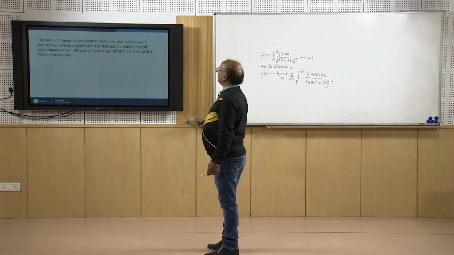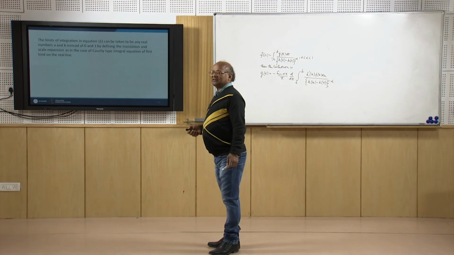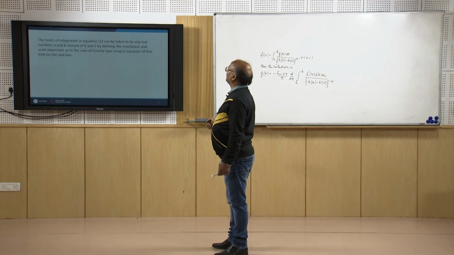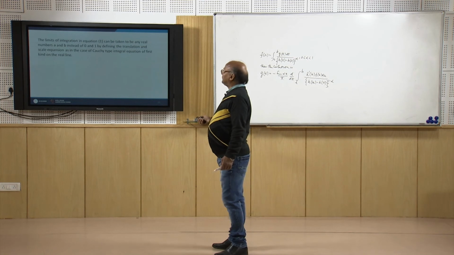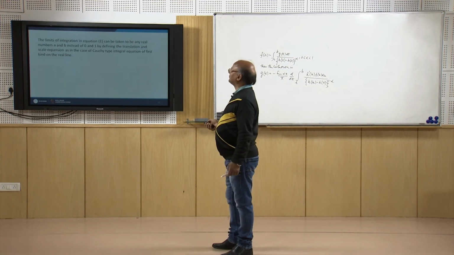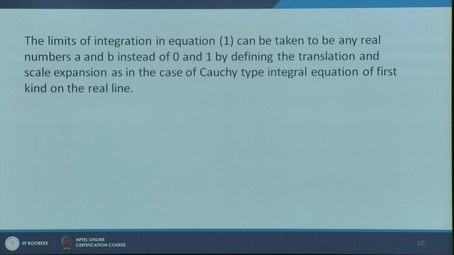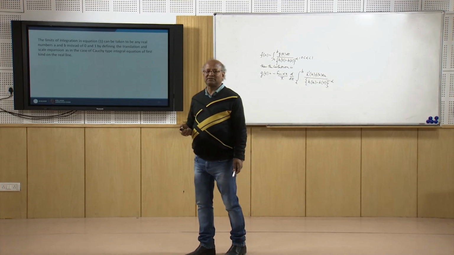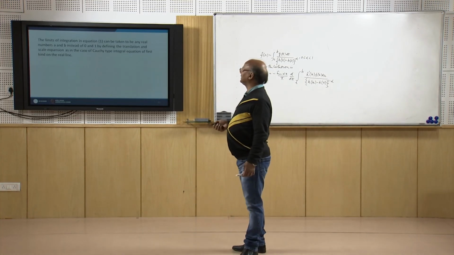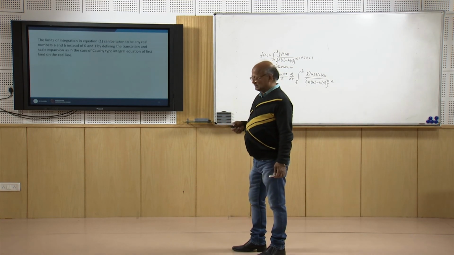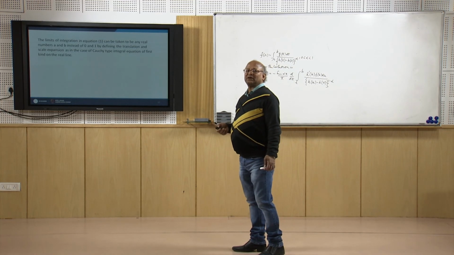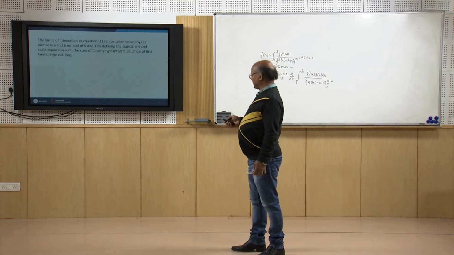Now let us take, here in the limits of integration in the Cauchy integral equation we have taken 0 and 1, but they can be replaced by the real numbers a and b. We will define the translation and scale expansion the way we defined in the case of Cauchy integral equation of first kind. We will write t' equal to (t minus a) over (b minus a) and s' equal to (s minus a) over (b minus a), and we will get the solution for the case where the limits in the integral equations are a and b instead of 0 and 1.